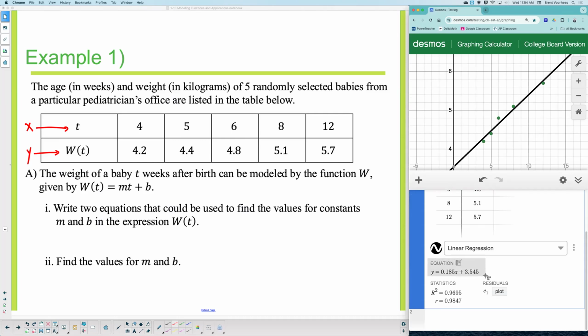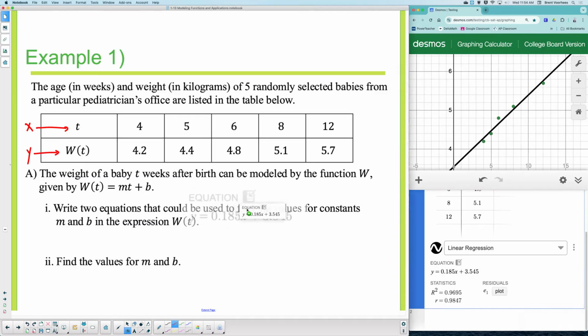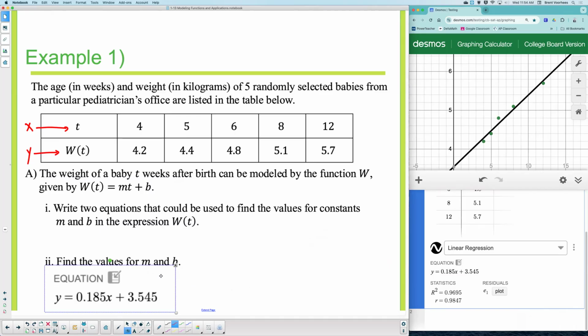I'm just going to copy and paste it. You go ahead and write your equation down in your packet. That is the equation that we're going to be using in a second. Oh, I'm not even following my instructions. Sorry. Let me follow my instructions. Part A I says write 2 equations that could be used to find the values for constants m and b in the expression for w of t. Okay, so here's what this means.